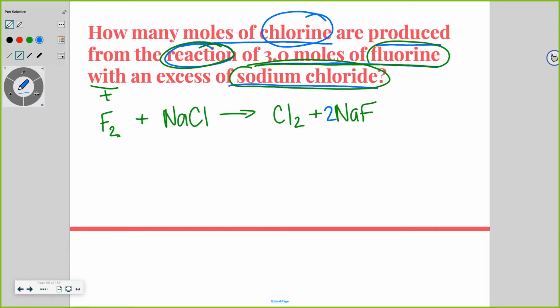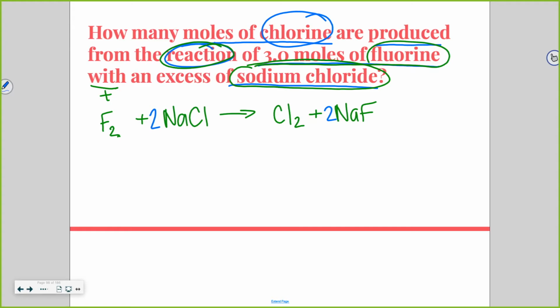So now I've fixed my fluorines, but now I have 2 sodium. So what should I do over here? A 2. Hopefully you all remember this from Unit 4. Is my equation balanced now? Yes. Now look at that, you're using old skills. Good job.